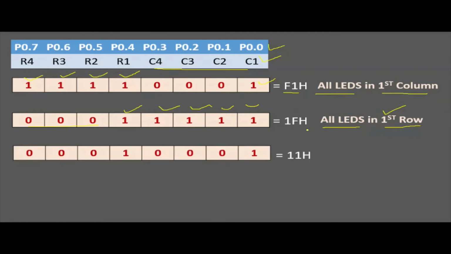Third one is what I want to do. I want to glow only a single LED which belongs to row 1 and column 1. For that purpose I will select row 1 by giving 1 to P0.4 pin. Similarly, I will select column 1 by applying 1 to P0.0 pin.